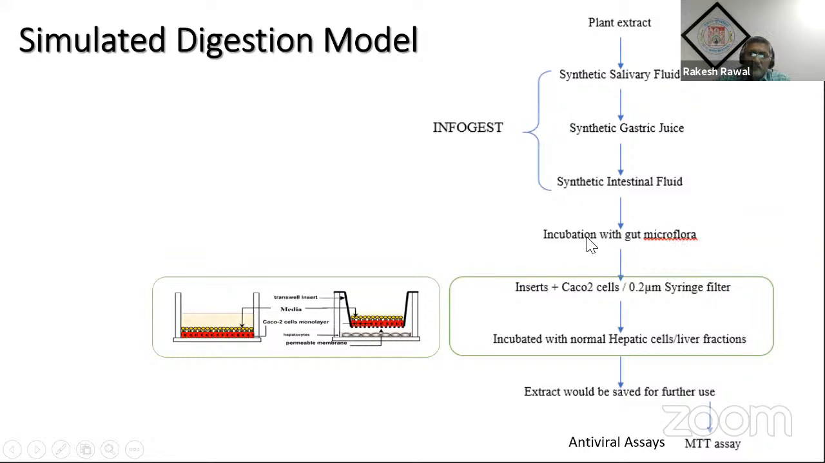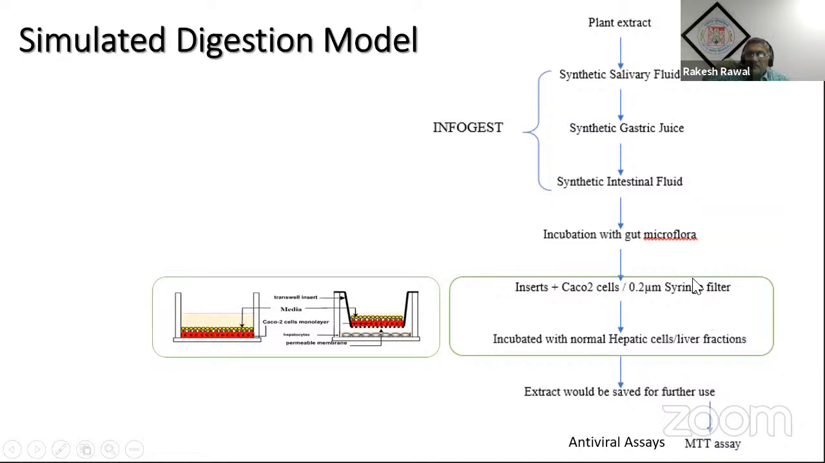And after this gut microflora incubation, whatever supernatant you get is passed through a Caco-2 monolayer insert. So this mimics the intestinal absorption. If you put everything on the top, it passes down through this Caco-2 monolayer, which mimics the intestinal membrane. And at the bottom, there are hepatocytes. These hepatocytes will mimic the liver transformation, so the biotransformation that takes place in the liver, it will mimic that.